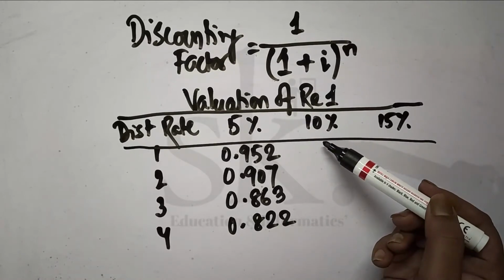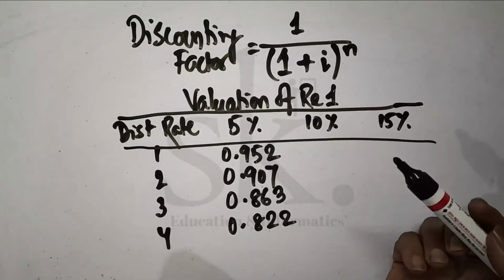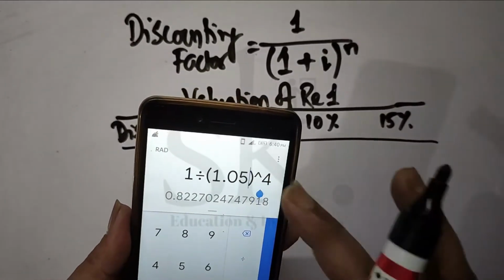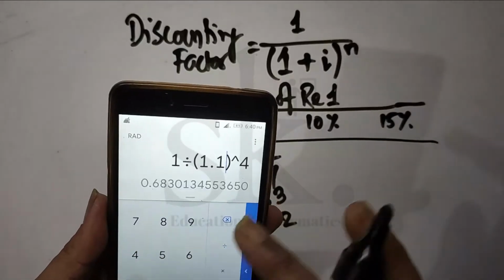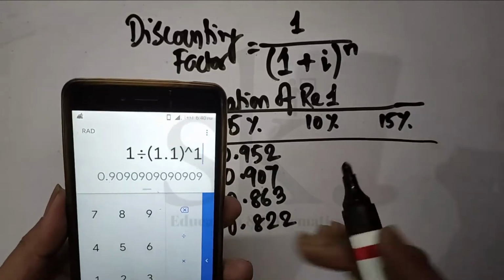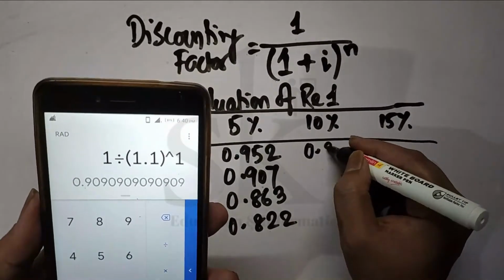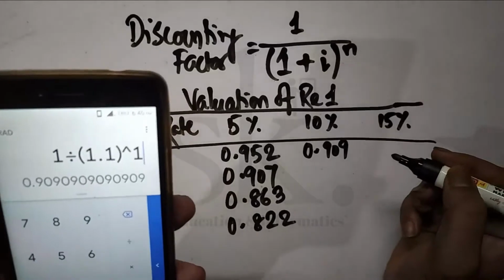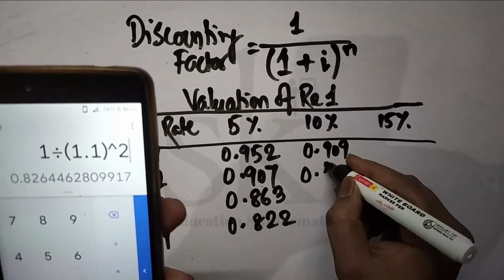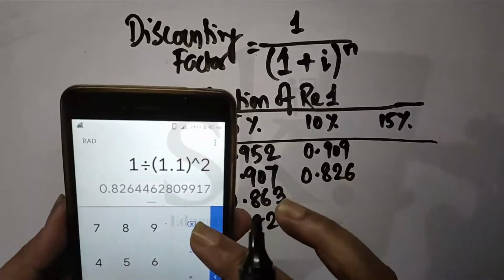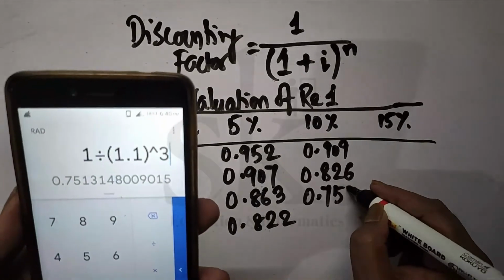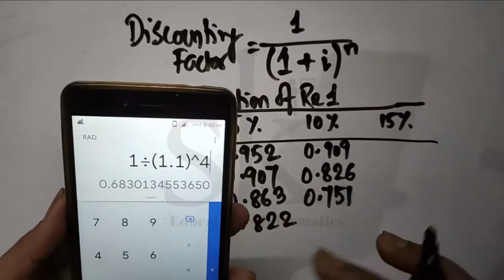In case, say for example, the discounting rate is 10%, we will consider it as 1.1. So we will consider this as 1.1 to the power, for the first year, to the power 1. So it will be 0.909. For the second year, it will be 0.826. For the third year, it will be 0.751.